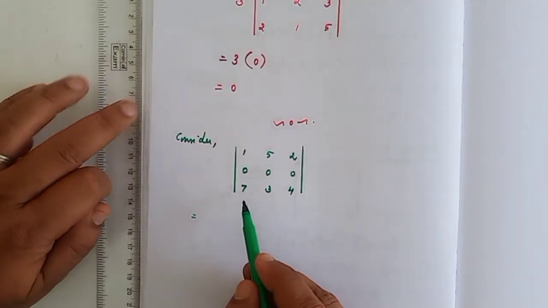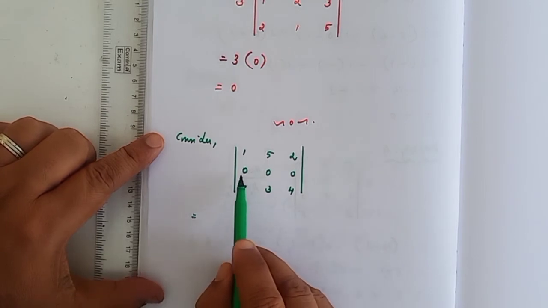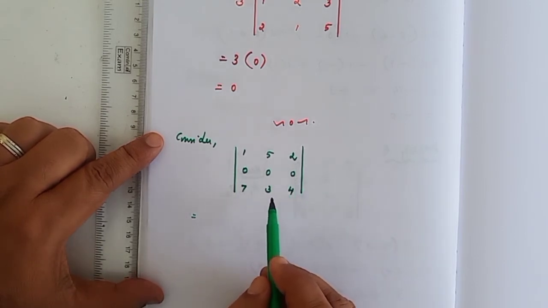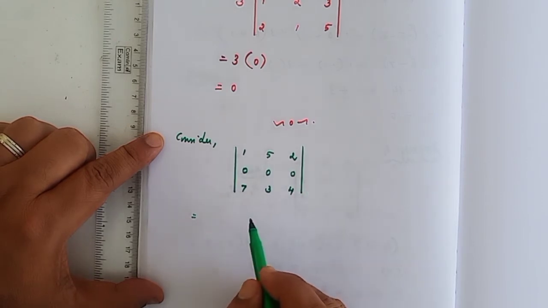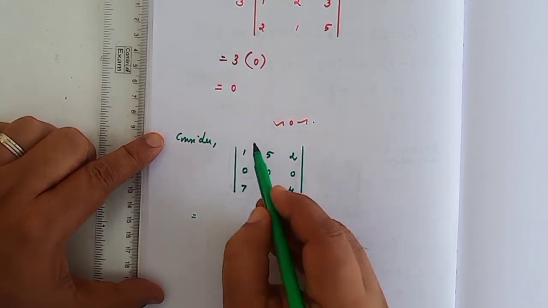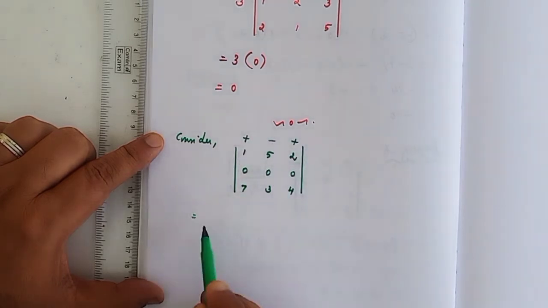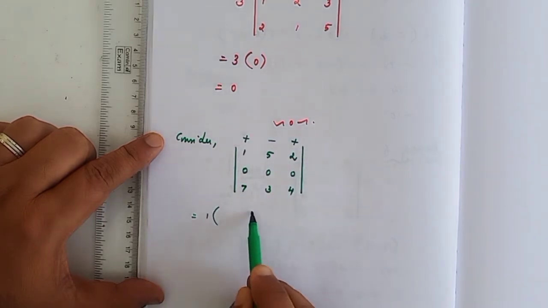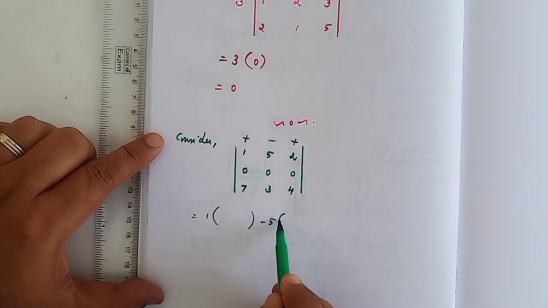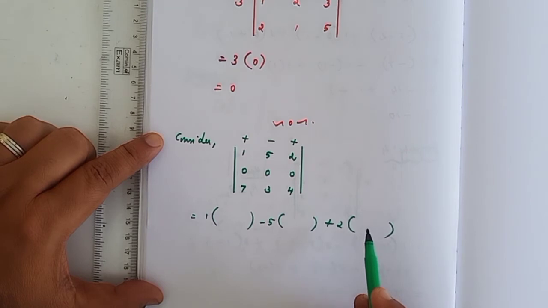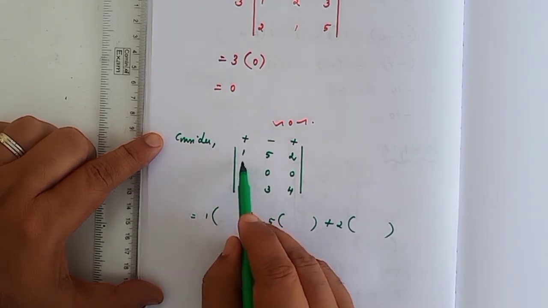So look at the example. Here I am considering all the entries of the second row are 0. Now I am going to prove the determinant value is 0 only. Here also I am expanding the determinant by the first row, plus minus plus: 1 into, then minus 5 into, plus 2 into.